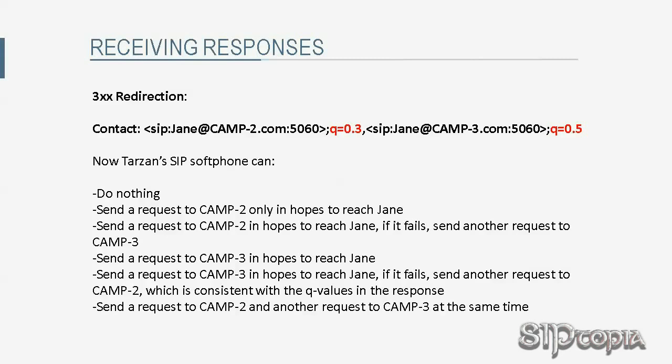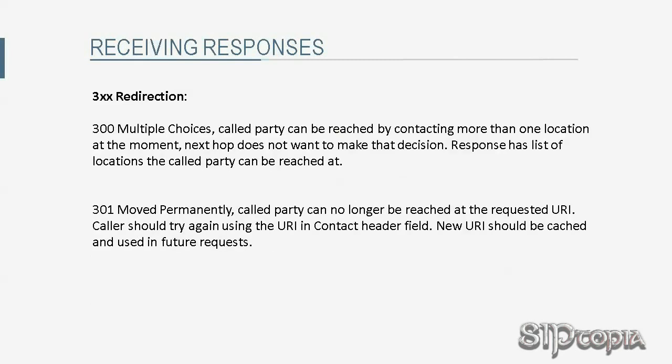Send a request to Camp 2 and another request to Camp 3 at the same time. So the SIP phone has multiple options, and it can choose to do any of those. So let's go over the 3xx redirection responses defined in RFC 3261.